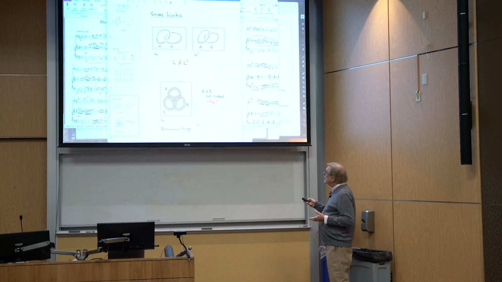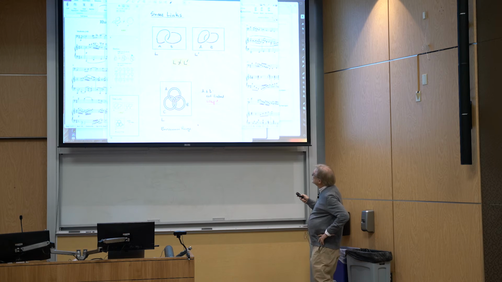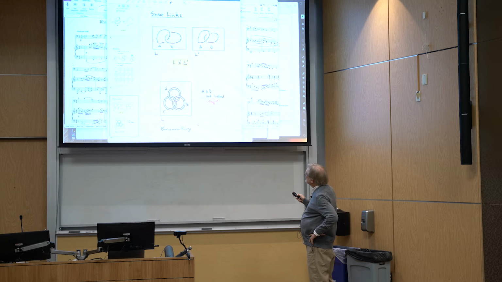Well, there are some very interesting links, like the Borromean rings, and they're sort of unusual in that A and B are unlinked. I mean, let's think about A, and let's think about B here. If you stare at it, you see that B actually is completely above A. So you can move A and B apart. You can move any pair of them apart, but you can't move them all. The whole thing is linked, okay?